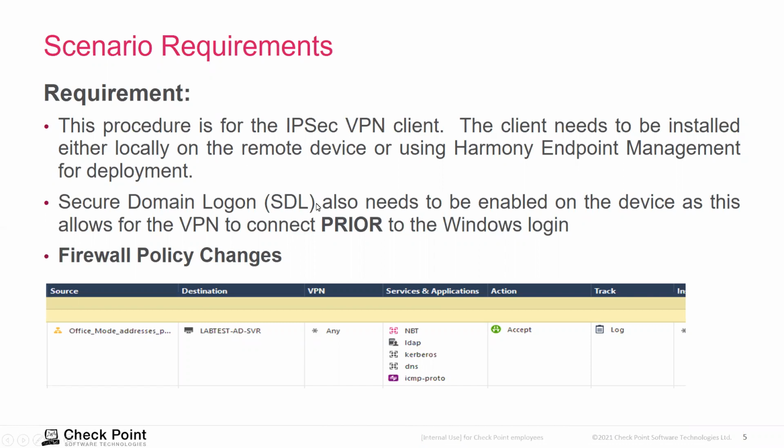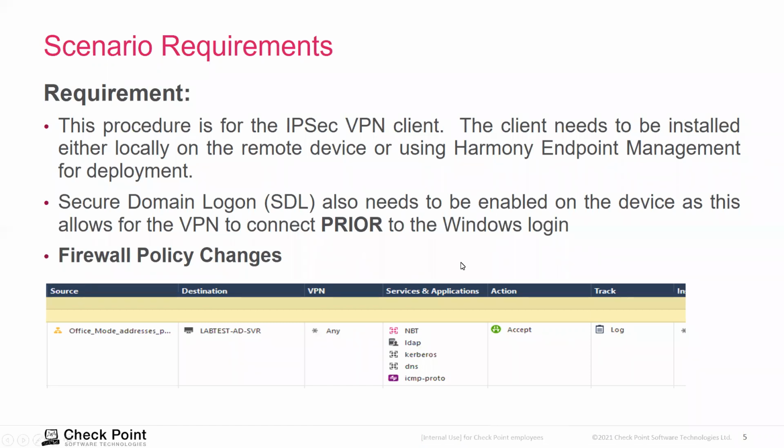The only thing you would need to do is enable it, and I'm going to show you how to enable it through the IPsec VPN client. The only other thing is, because you are communicating to the Active Directory, you will need a rule in your firewall that will allow that type of traffic to pass from the VPN clients, which most likely will be using an office mode or an IP NAT pool IP address internally. You want that to have access to the Active Directory.